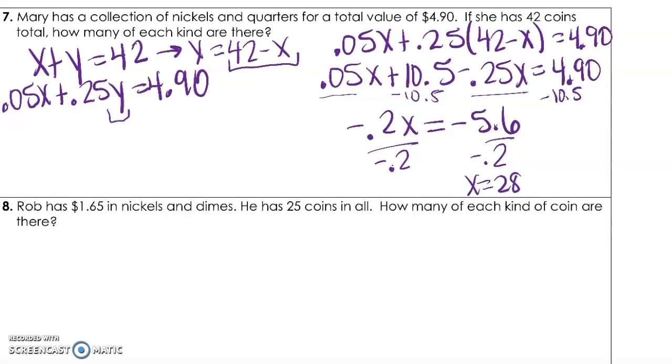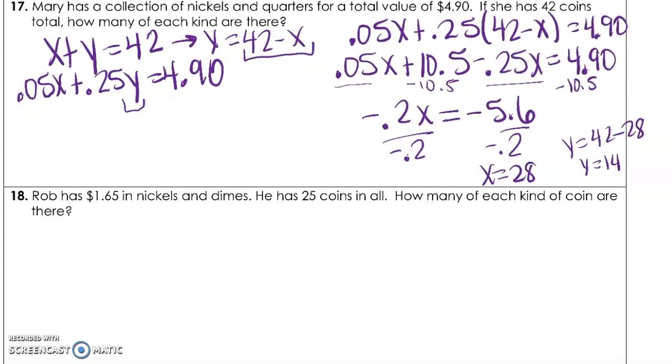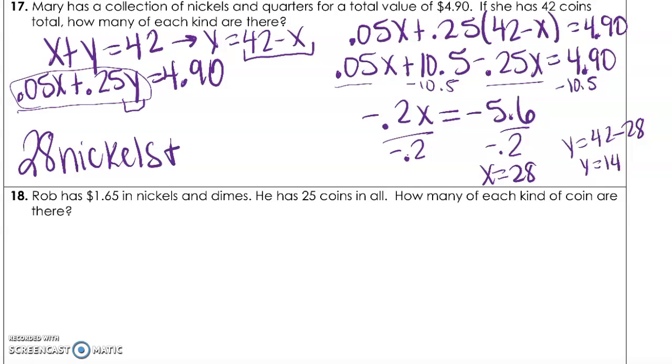So again, if I know x, y is very easy. We need to do 42 minus 28. I don't expect you to have to write that down, but you can if you want, to get y equals 14. So now you just have to go back and make sure you know which one's which. If we look at this one, our x has a 0.05, so that would be nickels. So 28 nickels and 14 quarters.